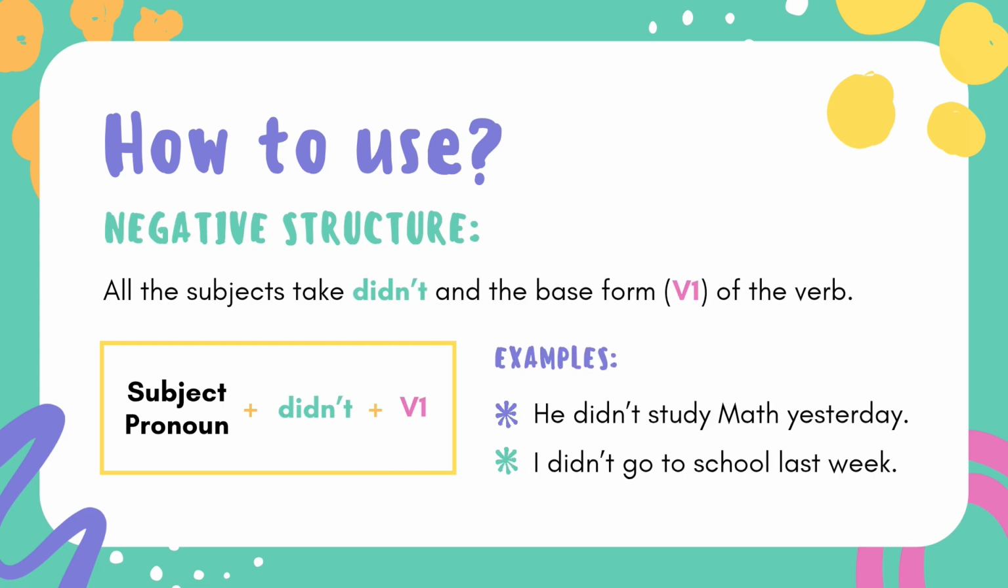Now let's see the negative structure. All the subjects take didn't and the base form of the verb. Subject pronoun plus didn't plus the verb. Examples: he didn't study math yesterday. I didn't go to school last week.